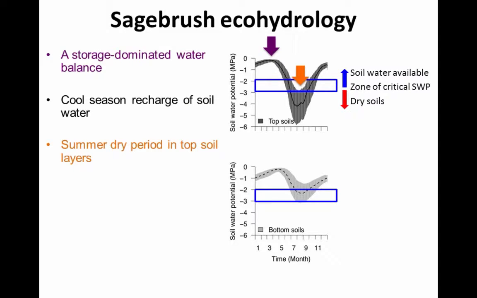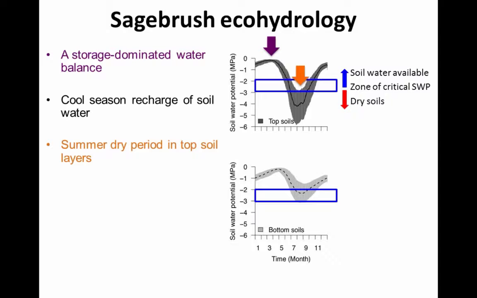First, this is really a storage-dominated water balance. If you look at the recharge, the soil moisture is increasing pretty reliably in the winter, and by late winter, early spring, there's a very strong and consistent signal of wet soils in these systems. So you have a lot of recharge, and you start your growing season with wet soils, both at the top and at the bottom, shown by that purple area. This is because of the cool season recharge of soil water. If you don't get that cool season recharge, those places don't support sagebrush.